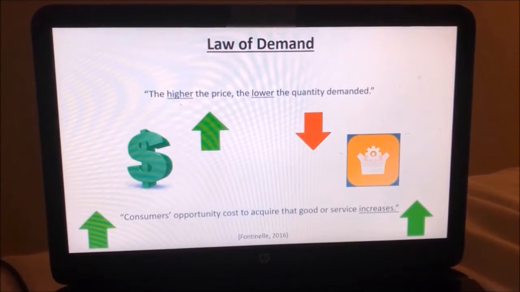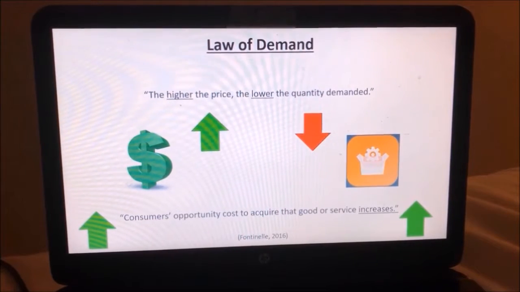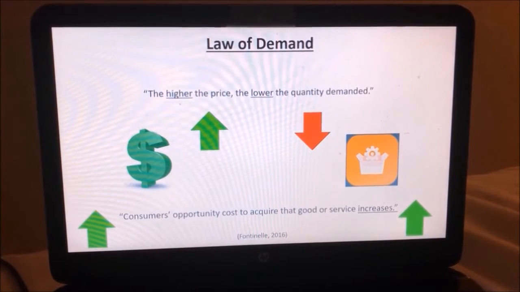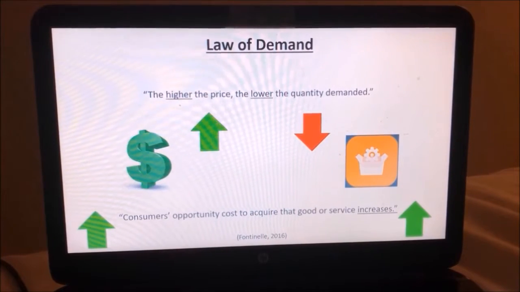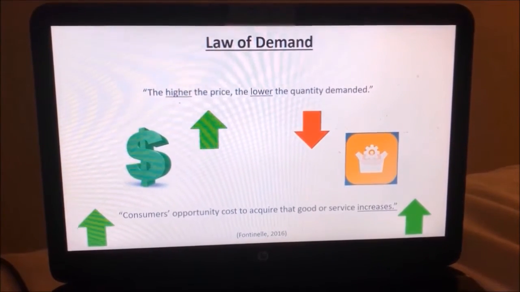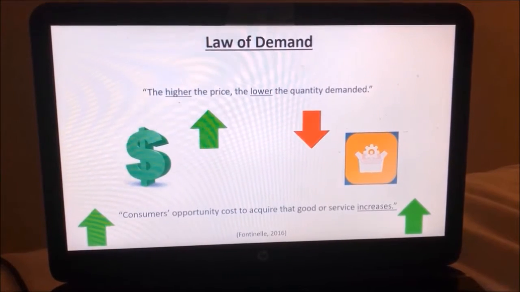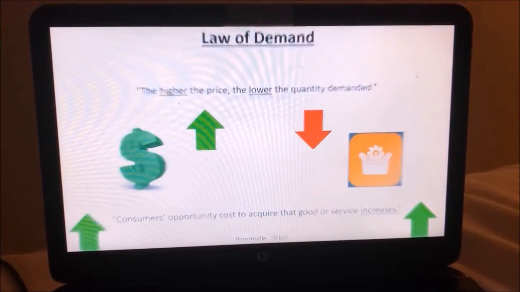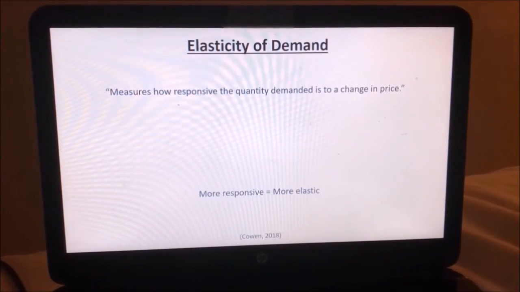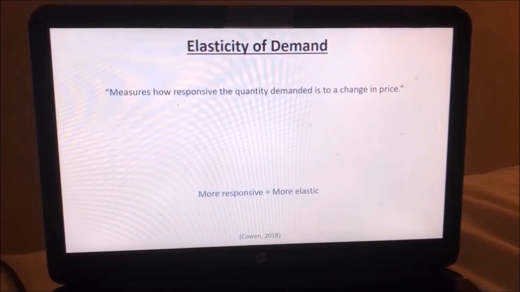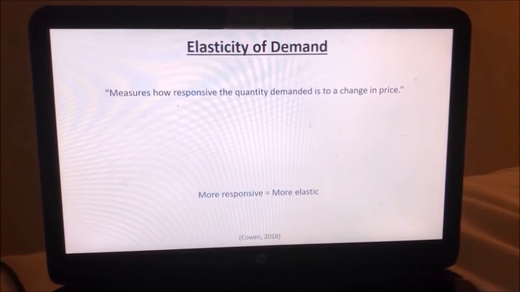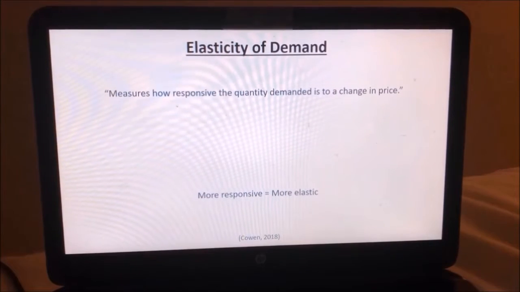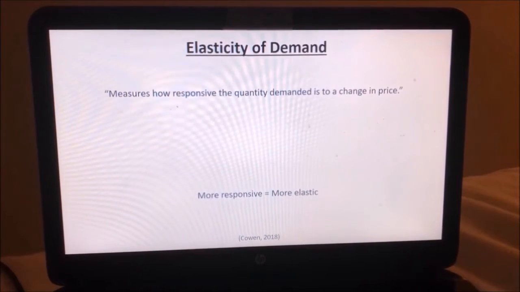The law of demand states that the higher the price, the lower the quantity demanded. The consumer's opportunity cost to acquire that good or service increases. So as the price goes up, quantity demanded goes down. Elasticity of demand measures how responsive the quantity demanded is to a change in price. The more responsive, the more elastic.